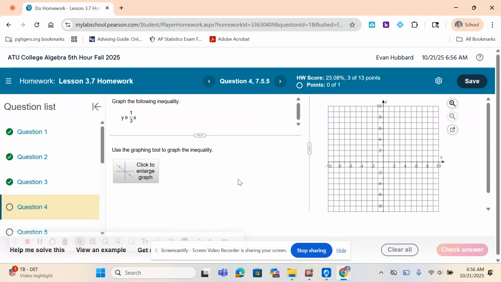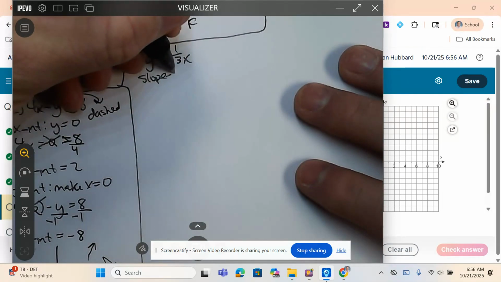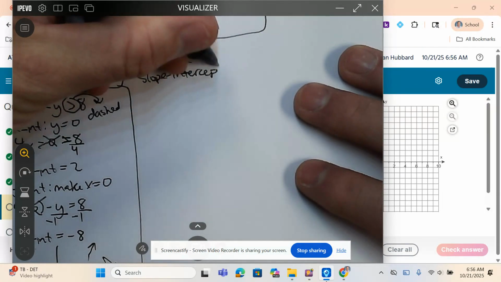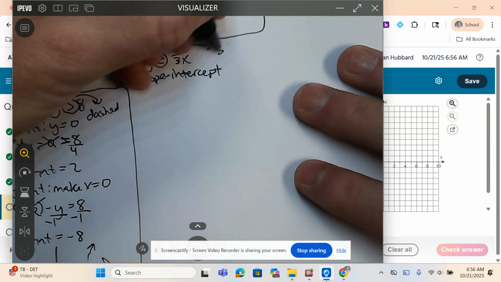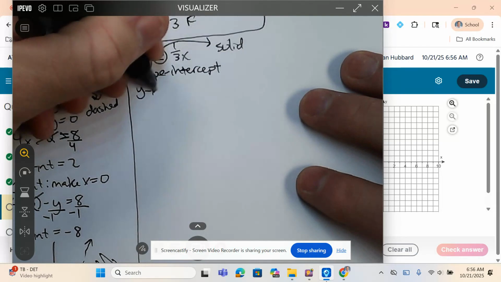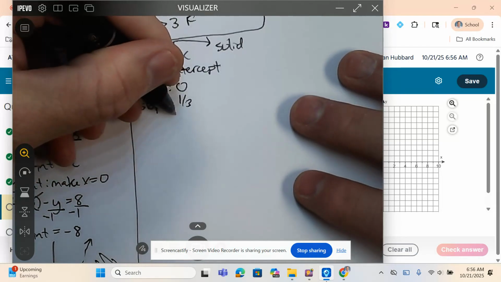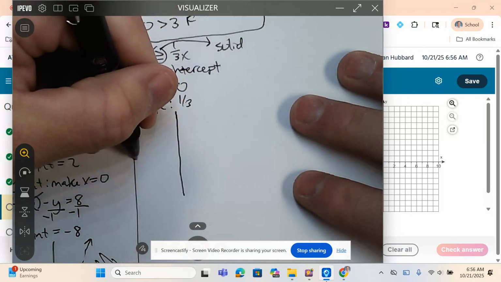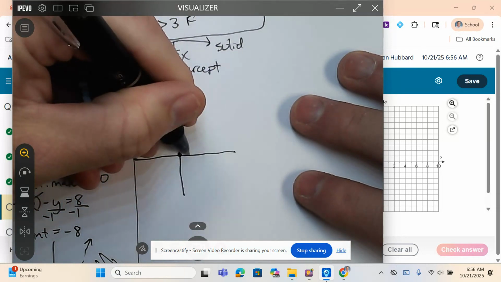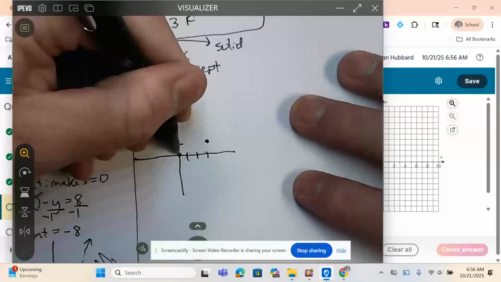Y is greater than or equal to 1/3 x. So on this one, I'm going to do slope intercept. And this one is a solid. So my y-intercept is 0 this time. My slope is 1/3. So the y-intercept 0. You rise 1, run 3, and it's solid.